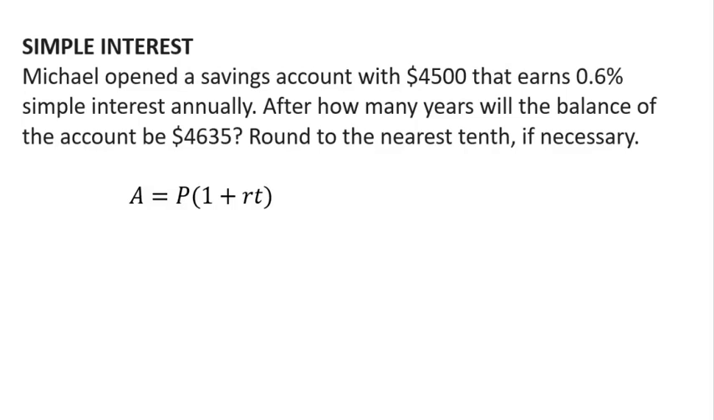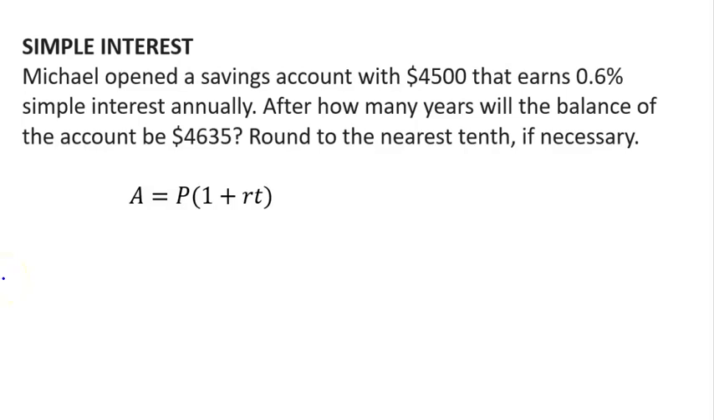So this one says Michael opened a savings account with $4,500 that earns 0.6% simple interest annually. And so a lot of times they'll tell you whether it's simple interest or not. But if it doesn't, you can normally assume that it's simple interest. Compound interest is normally going to have the word compounded in the scenario. So they will give you hints for those.